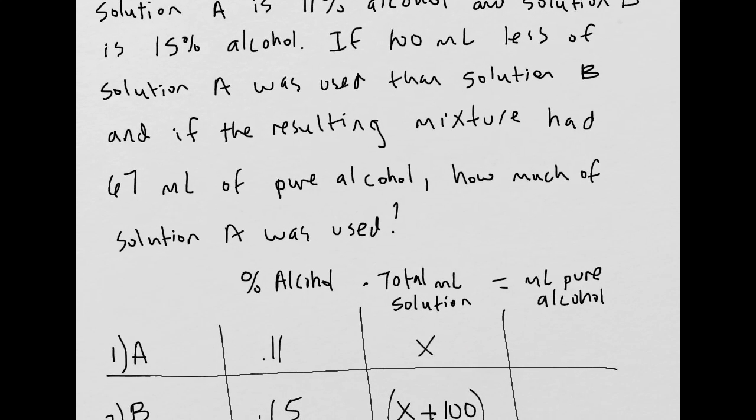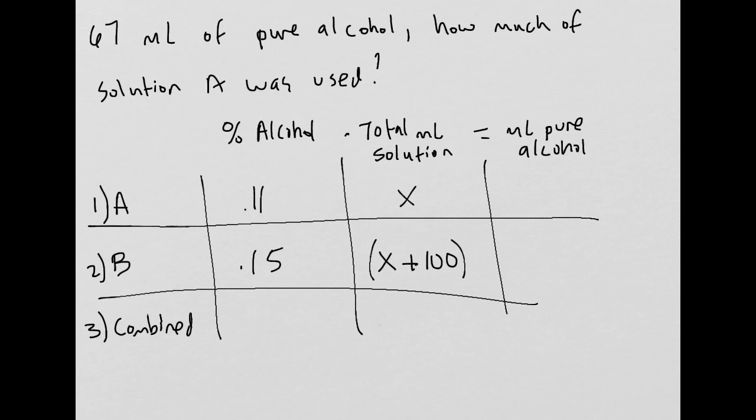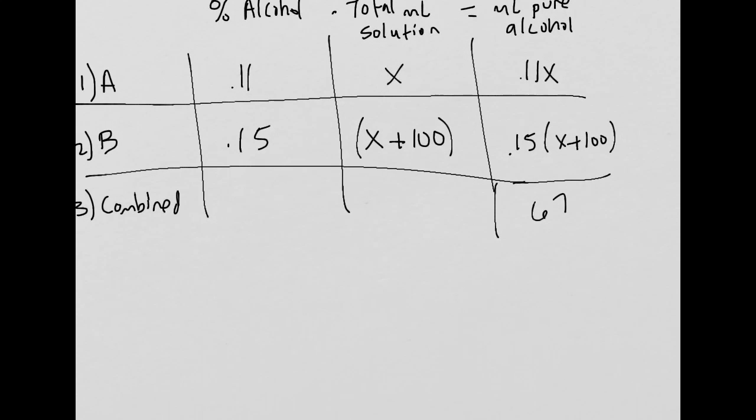They give me one other piece of information here, which is they tell me how many milliliters of pure alcohol I'm producing between the two. So that 67 is going to go down here in my combined row. And now I want to come up with an expression for how much pure alcohol I'm getting from each solution individually. So the first one, 0.11 times X, is the amount of pure alcohol from solution A. And the second one, 0.15 times X plus 100, is the amount of pure alcohol I'm getting from solution B. So what I know is that if I take the pure alcohol that I'm getting from solution A, plus the pure alcohol I'm getting from solution B, that should equal 67. So just like before, these two guys should equal, if I add them together, 67.